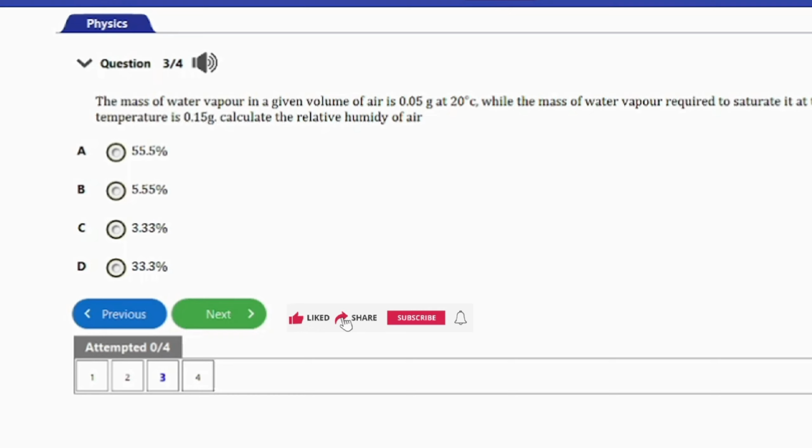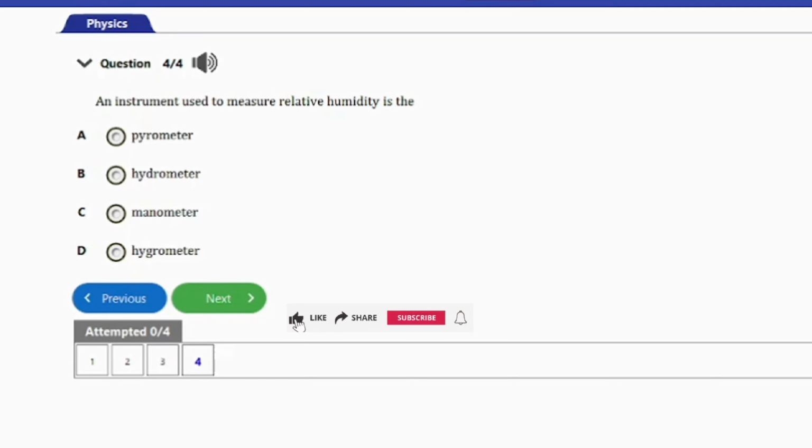So let's go ahead and consider the next and last question. That's question number 4 here. It says, an instrument used to measure relative humidity is the A, pyrometer, B, hydrometer, C, manometer, D, hygrometer. So guys, the answer to this question is option D, and that's hygrometer. And that's it for this question.